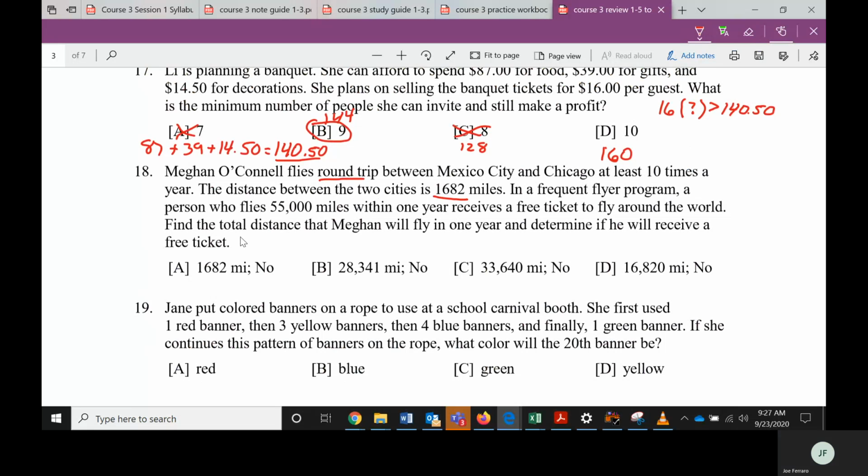So first of all, we want to take this times 2, because a round trip means you fly there and then you fly back. Okay, and it's 1,682 one way, so 1,682 times 2 equals 3,364 miles in one trip. Okay, so that's one round trip.